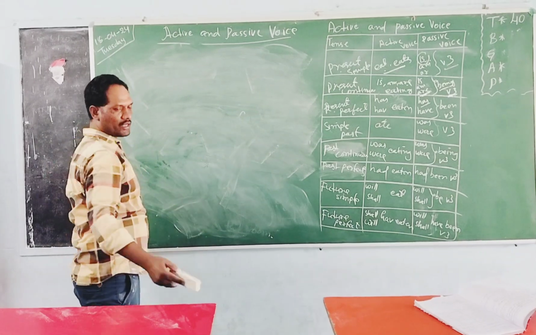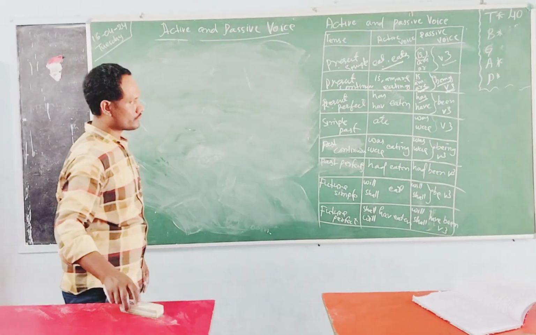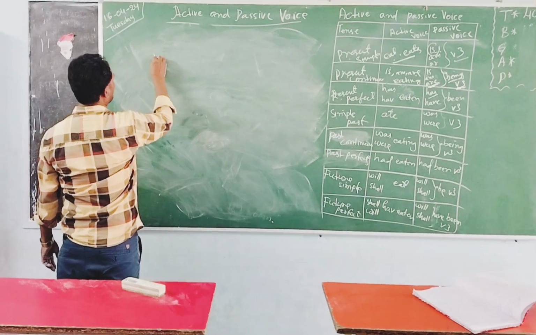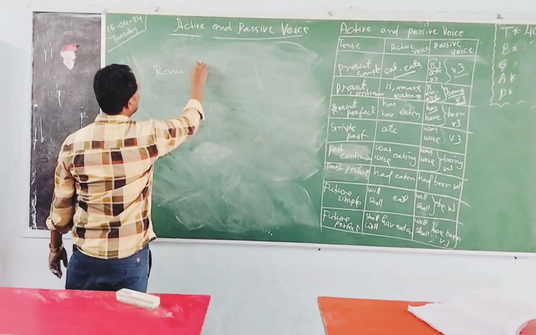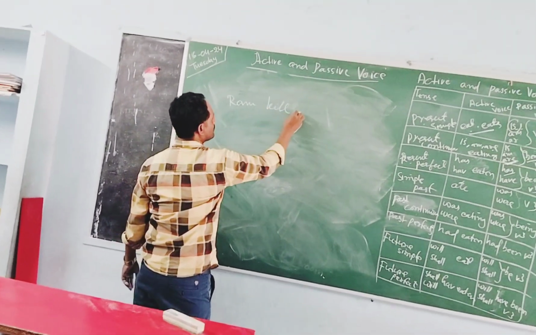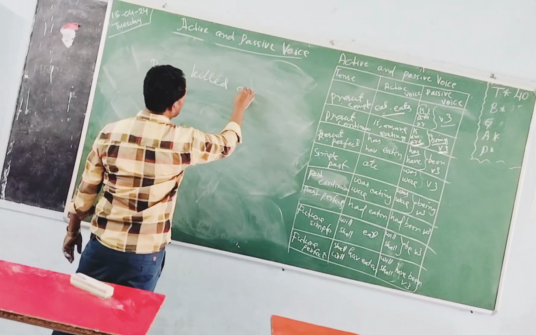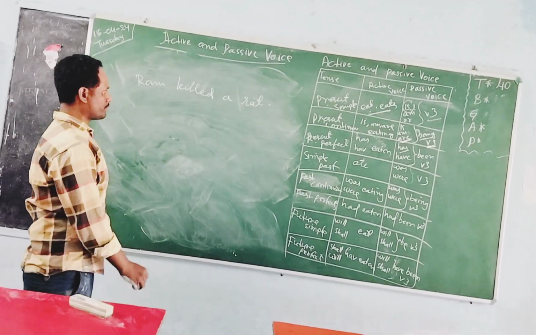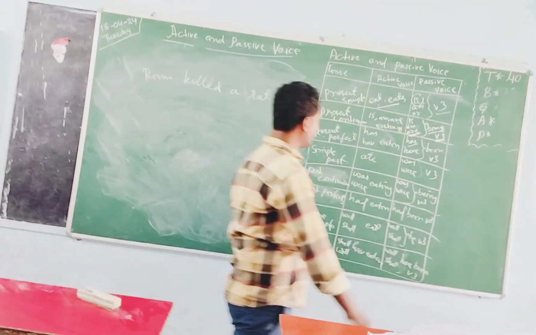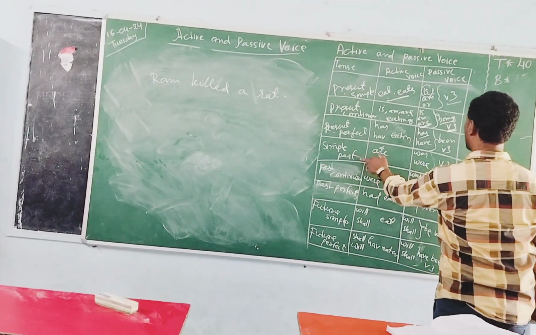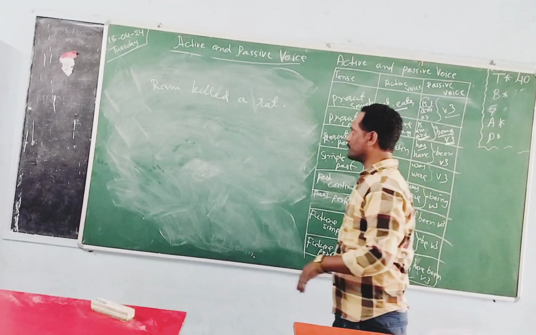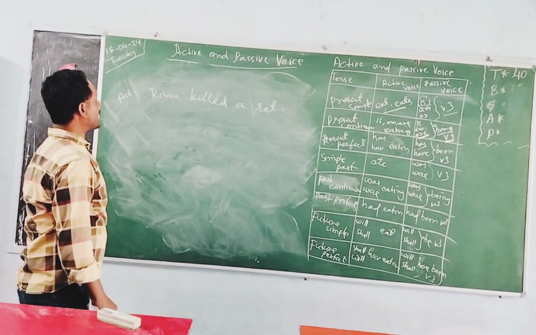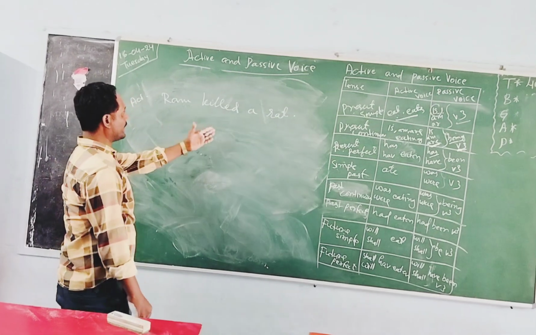Next one is past simple. Ram killed a rat. See, this is past simple. What's the past simple formula we have? Simple past: was, were, verb 3. So this is active voice. Ram killed a rat.